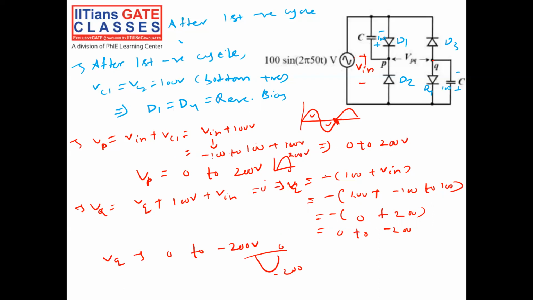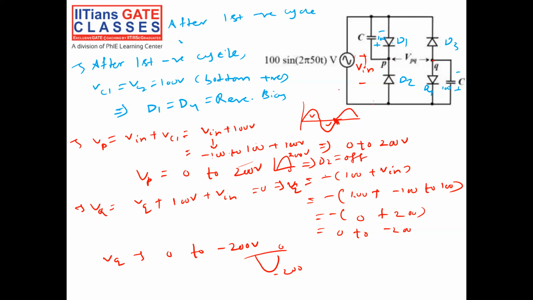At the end of the first negative cycle, VP will be going from 0 to 200 volt, right? Then you see, when VP is going from 0 to 200 volt, this diode will be what? Always off, right? Definitely this will be off. Clear? So D2 will be off.